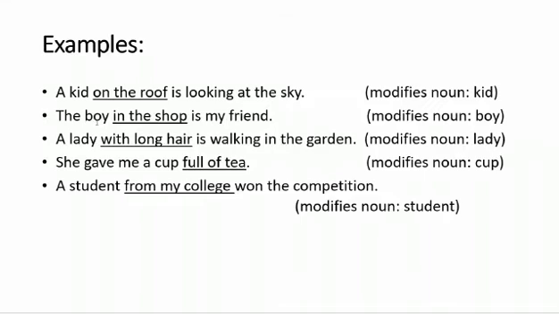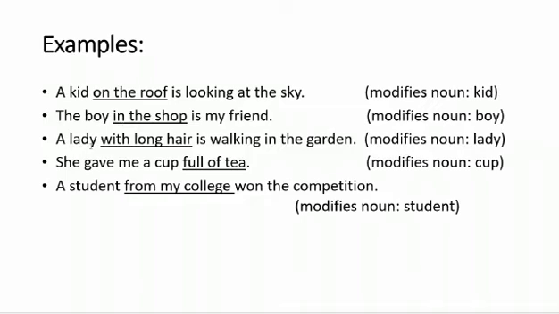Example number two, the boy in the shop is my friend. If you look at this example, you see that in the shop is used for the boy. It is describing the boy. Who is the boy? The boy who is in the shop. If you write who is in the shop, it will become adjective clause. Remember, for a phrase, there is no subject and there is no verb. In the shop is defining the boy, noun, so therefore it is an adjective phrase.